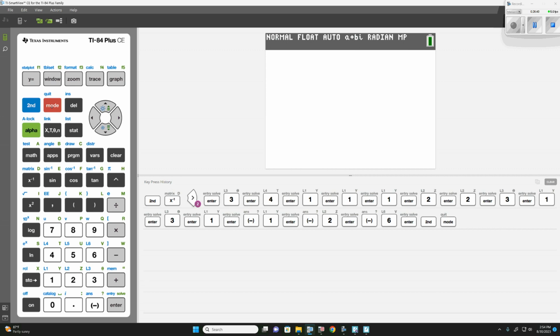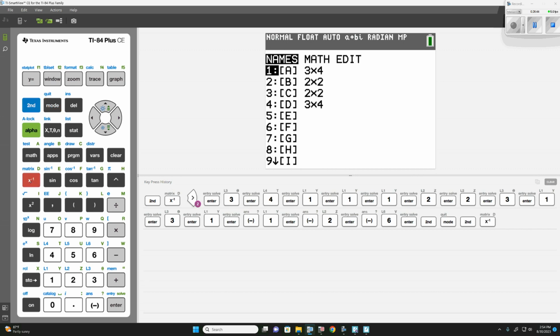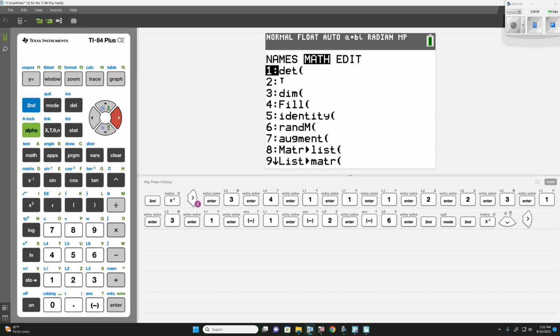Okay, we're ready for the next step. Second matrix. So we wanted to get it into reduced row echelon form, R, R, E, F. And to do that, we're going to go over to math. Second, x to the negative 1. Then we go over so that math is selected at the top. And now in this list, we need to find R, R, E, F. So you're going to scroll down.